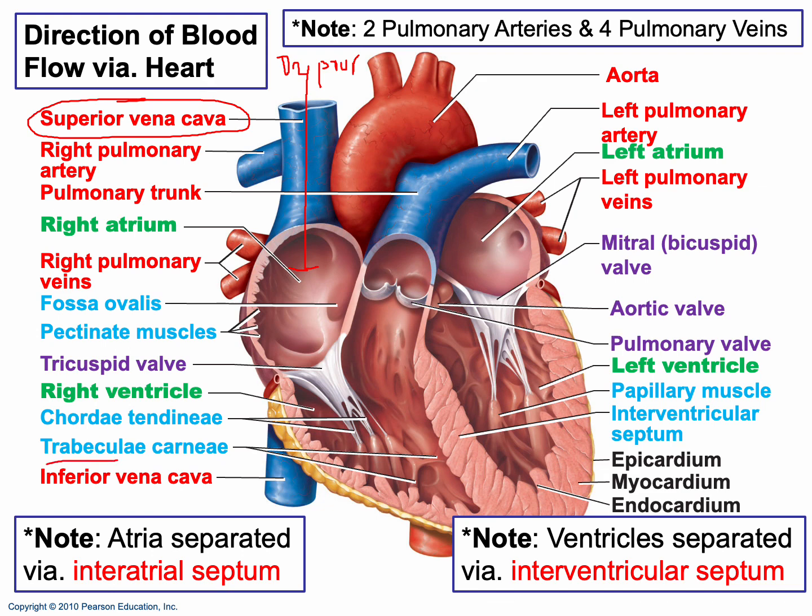Down here we have the inferior vena cava. So this is transporting likewise oxygen poor blood.